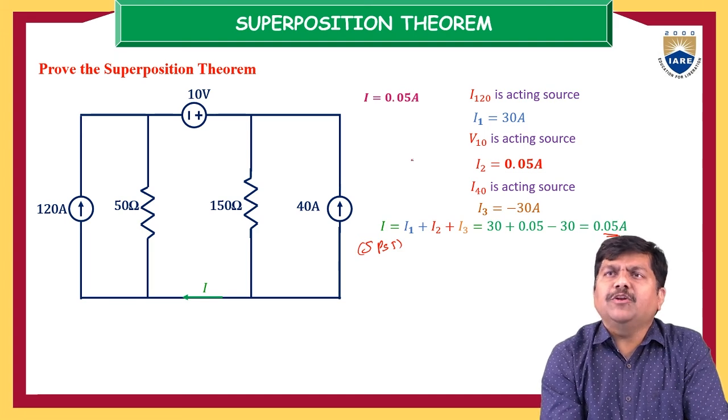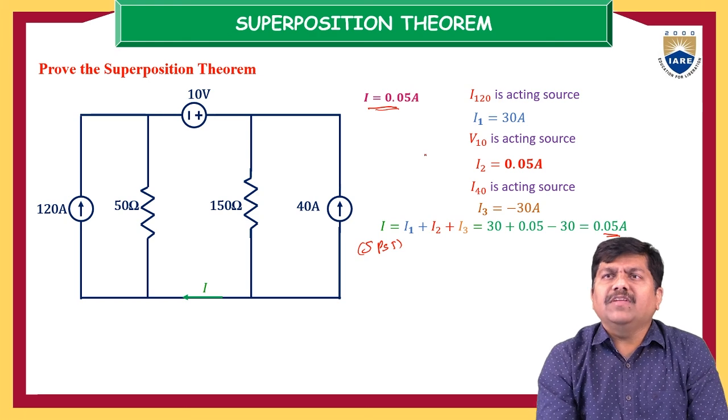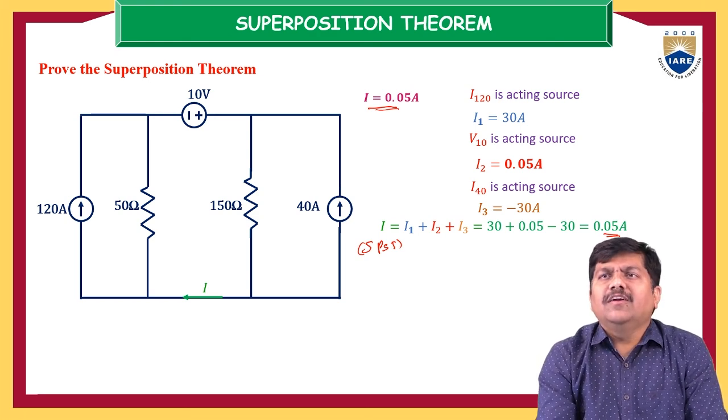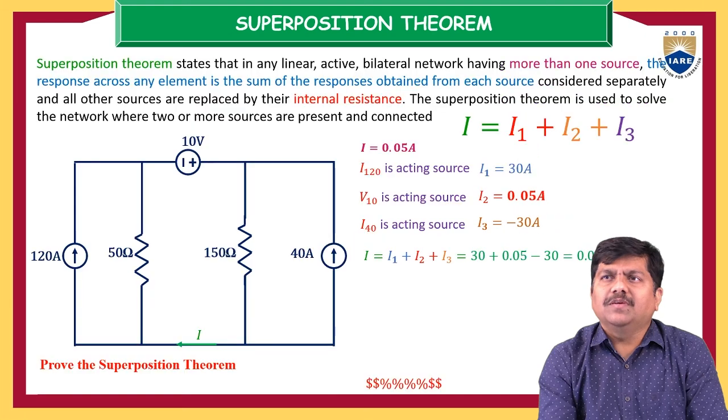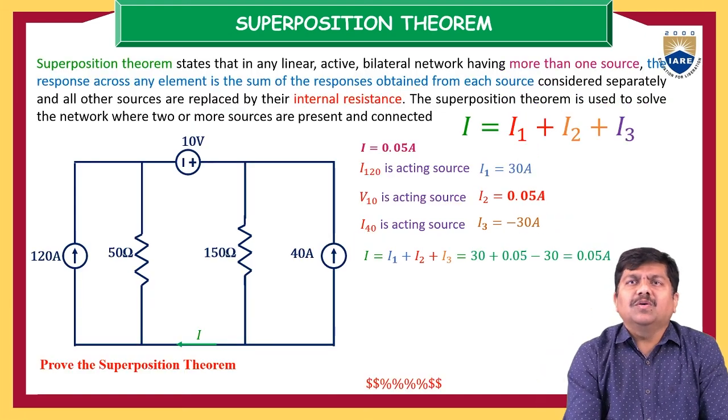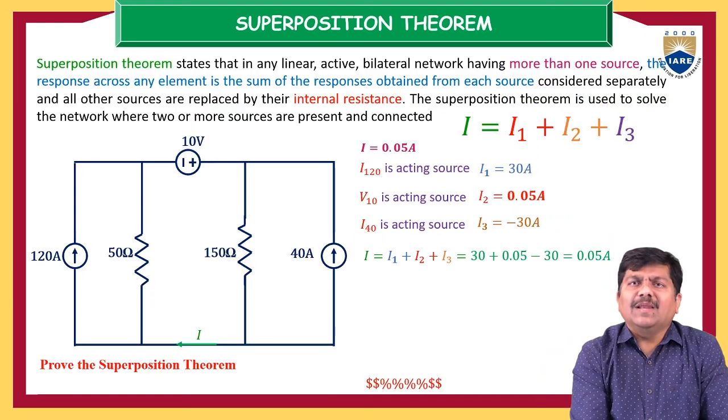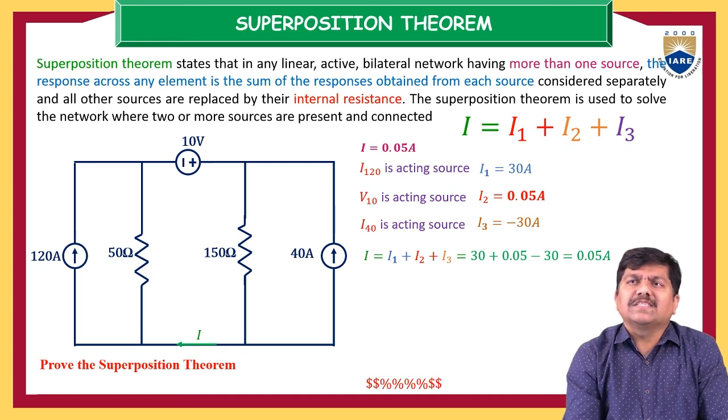Now, whether this magnitude is the same as the initial current which we calculated with the fundamental rules: if both the magnitudes are the same, we can say that this circuit satisfies the superposition principle. So it is happening. So finally we can say that the superposition theorem has been proved successfully.